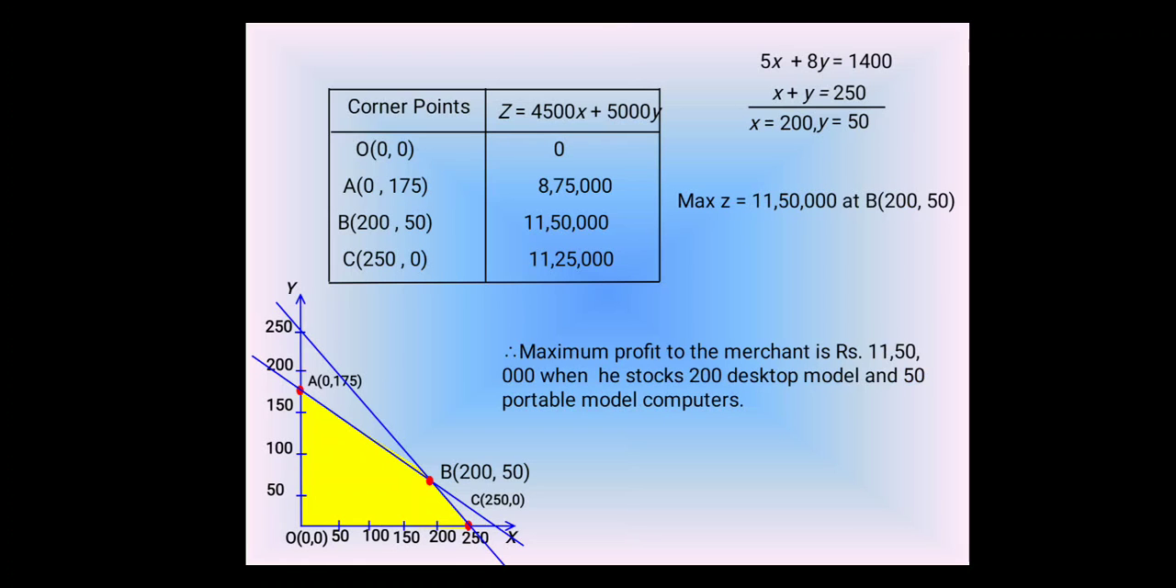Therefore, to get the maximum profit, the merchant has to stock 200 desktop models and 50 portable models in his shop. This is about the question.